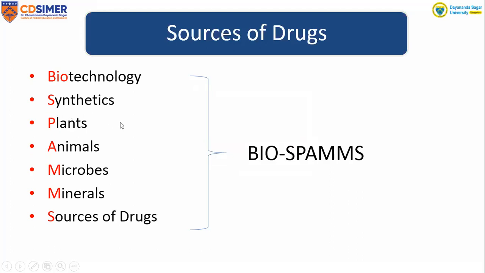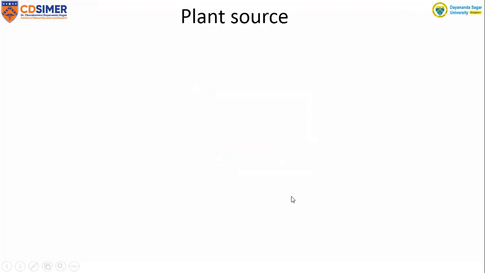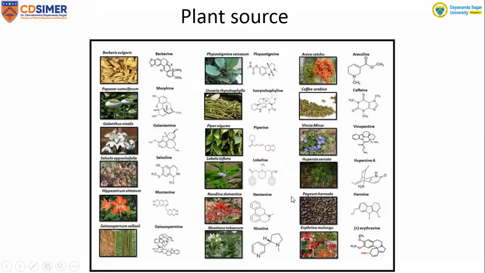Sources include synthetics, plants, animals, microbes, minerals, like this. Okay, so all of them are sources of drugs. Now we'll try to understand plant sources of drugs. Okay, so let us try to understand.